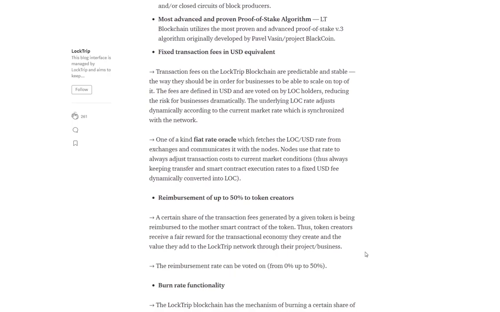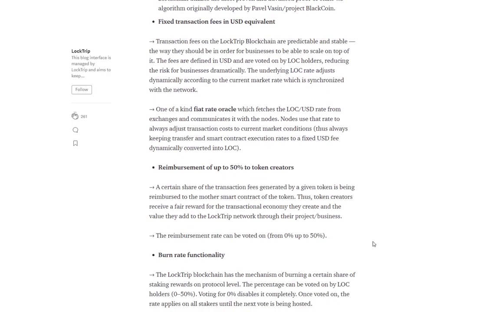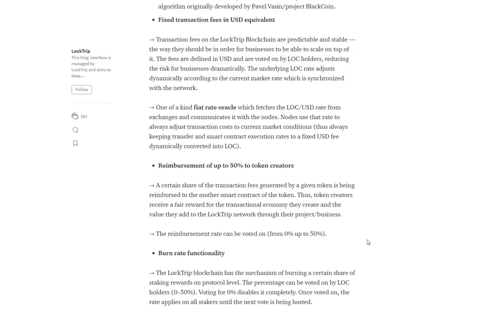They have a reimbursement of up to 50% of the token created, so a certain share of the transaction fees generated by a given token is being reimbursed to the mother smart contract of a token. Thus, token creators receive a fair reward for a transactional economy they create and the value they add to the Locktrip network through a project or business.